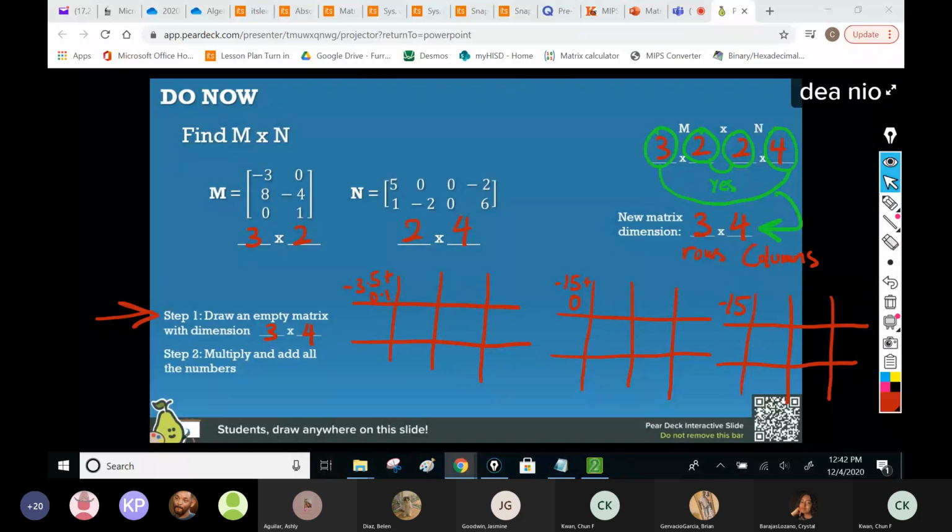So I do want you guys to use a calculator on this, all right? Use a calculator to do all of those additions and multiplications. Don't do it by hand. It's too time consuming.